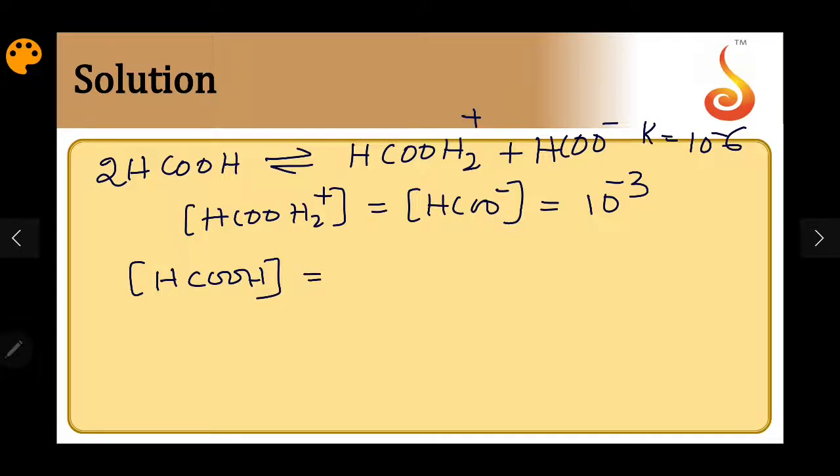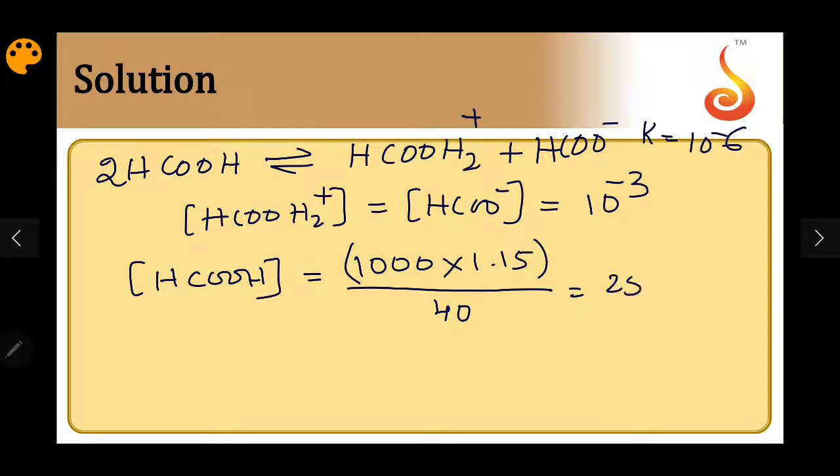So I have to find the number of moles in 1000 ml. So 1000 ml means 1000 into density, that is 1.15, that is the mass of formic acid, divided by 40. Like what we do for water, 1000 by 18. So it is 1000 into 1.15 by 40. This comes to 25 moles. So there are 25 moles in 1 liter of formic acid. Out of these 25 moles, only 10 power minus 3 moles are converted into formate ion.